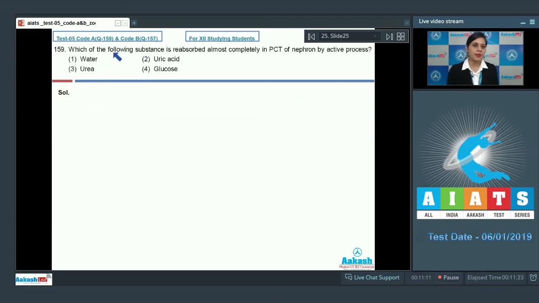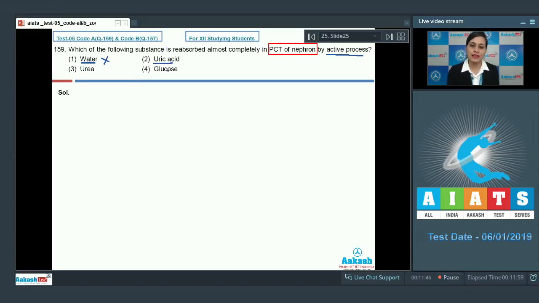Question number 159. Which of the following substance is reabsorbed almost completely in PCT of nephron by active process? PCT means proximal convoluted tubule of nephron, and that too by active process. The very first option given is water, and this is an incorrect option because in the proximal part of the nephron the water is reabsorbed passively. So this is an incorrect option.